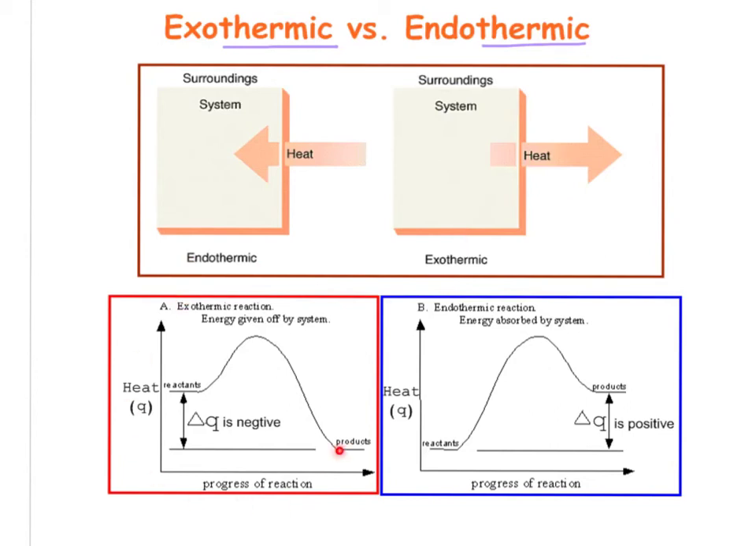There's another way to think about it on a graph. What if we graph the heat of the system? The heat is in little q, and here's the progression of a reaction, and we start with some reactants.